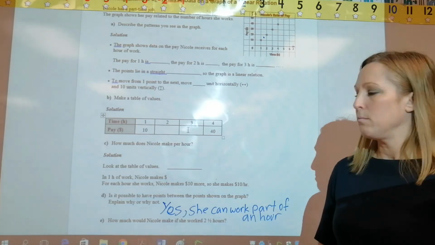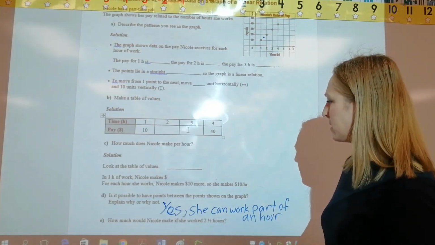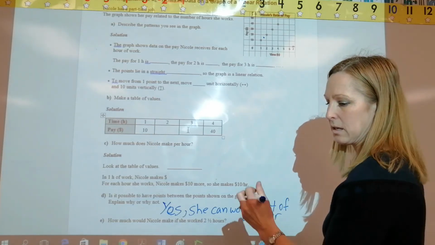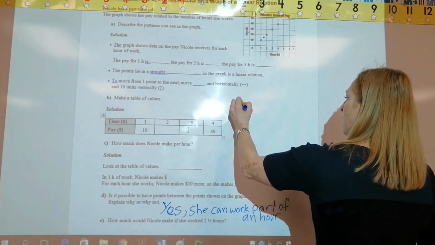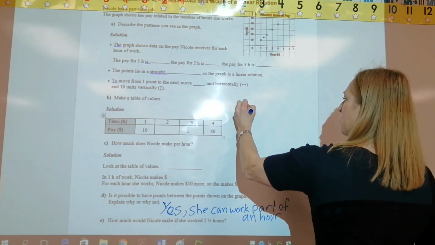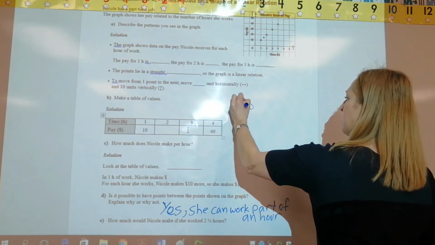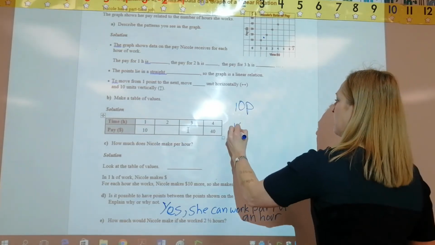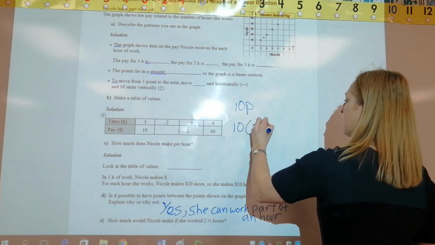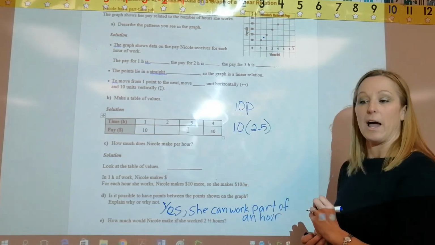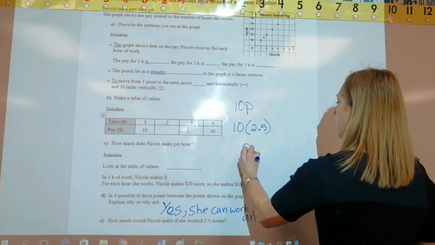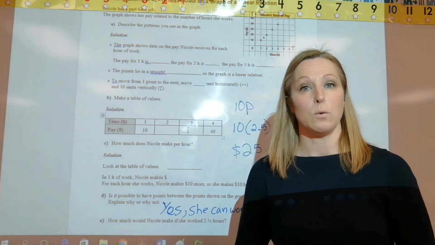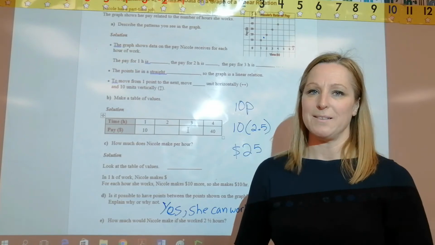Well, how much would she make if she worked for 2.5 hours then? Well, we know that our expression is $10p, okay, $10 per hour worked. So we could take 10 times 2.5. What is 10 times 2.5? That would be $25. So if she worked for 2.5 hours, she would make $25.